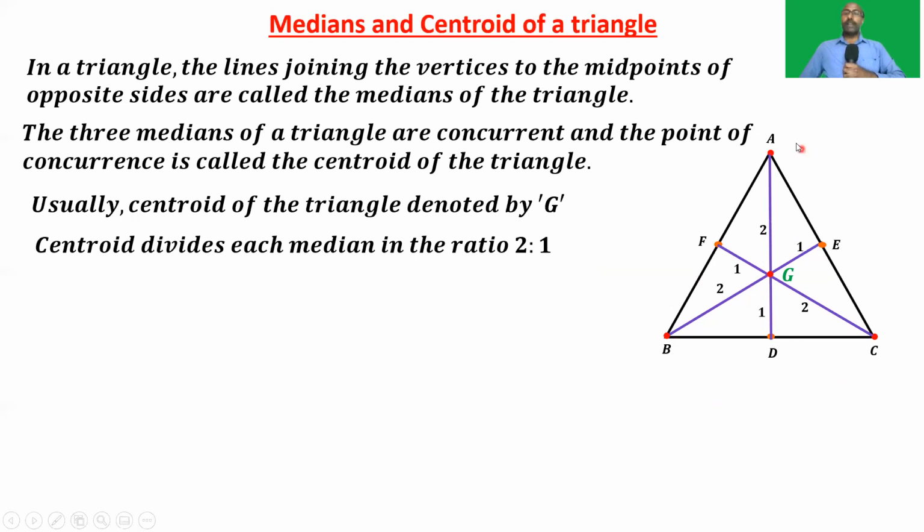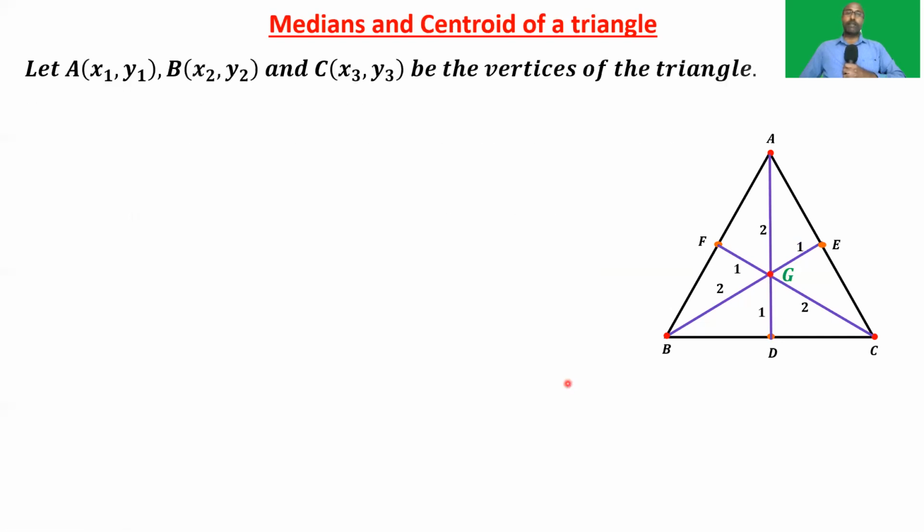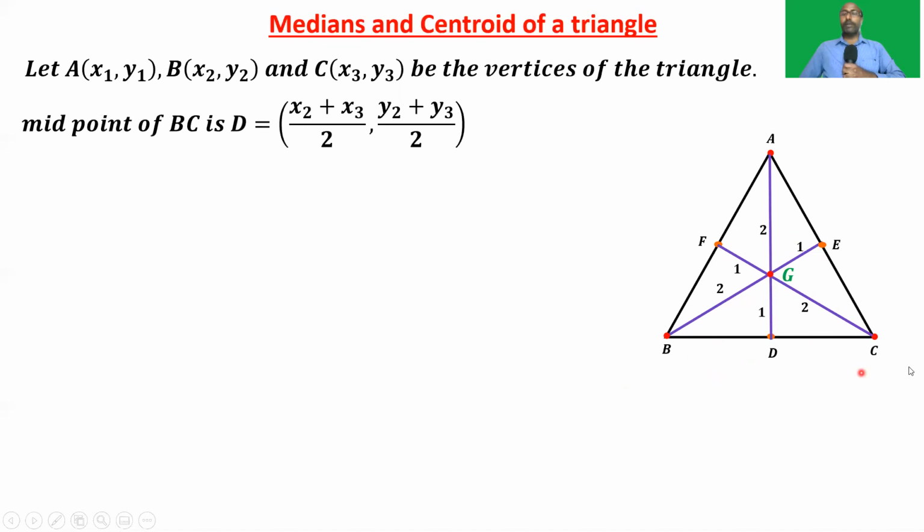If the vertices of a triangle are given, how do we find the centroid? Let A (x1, y1), B (x2, y2), and C (x3, y3) be the vertices of the triangle. Then the midpoint of BC is D. We know the midpoint formula: (x1 plus x2 by 2, y1 plus y2 by 2). But here B and C are (x2, y2) and (x3, y3), so D is (x2 plus x3 by 2, y2 plus y3 by 2).